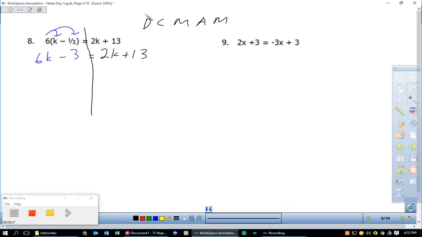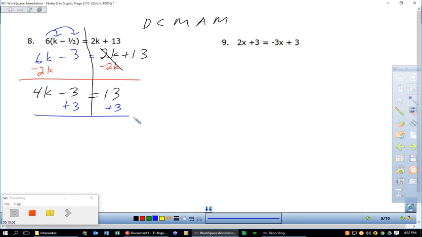All right, combine like terms. Can't do that. Can't put these two together. One is a variable, one isn't. Still can't do that. So no combining like terms. Move variables. We will subtract 2k from both sides. So we get 4k minus 3 equals 0 pair 13. Add, subtract, add 3. So we get 16 equals 4k. Multiply, divide, divide by 4. We get k equals 4.